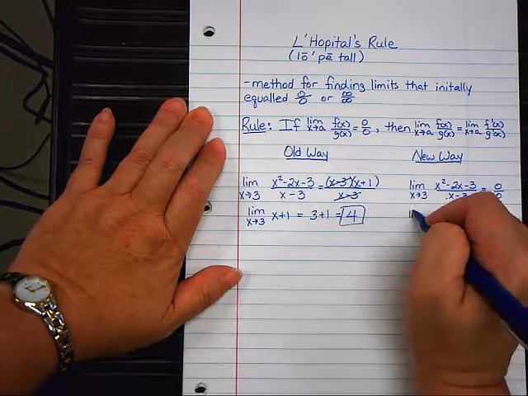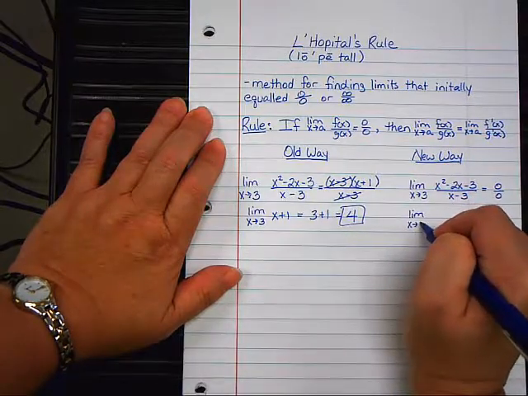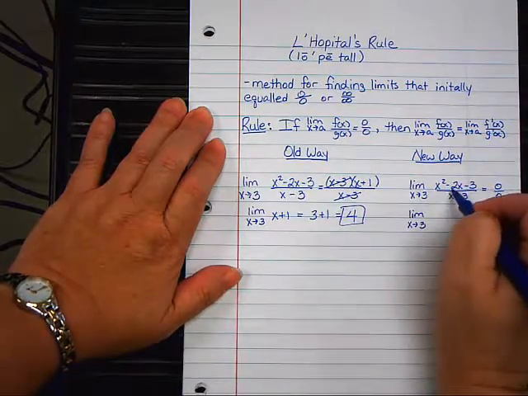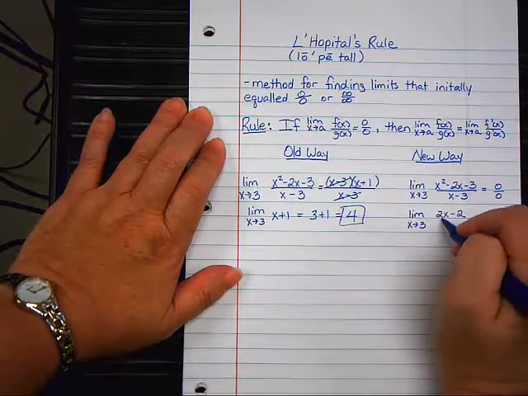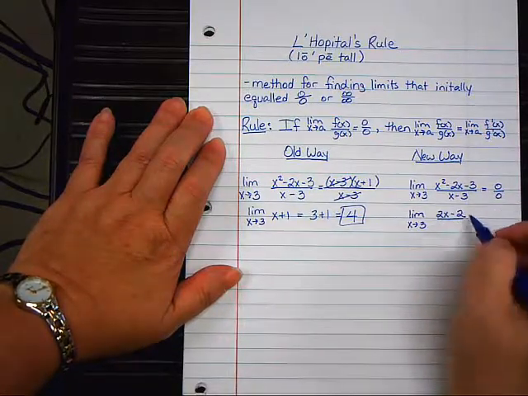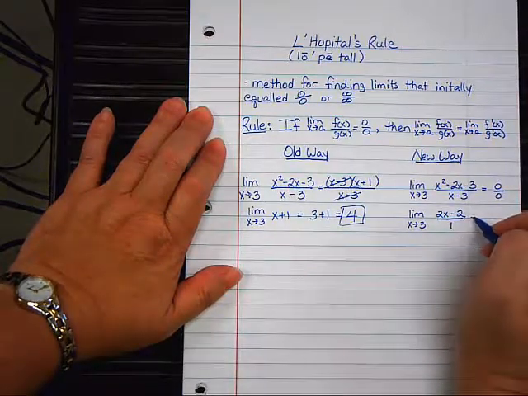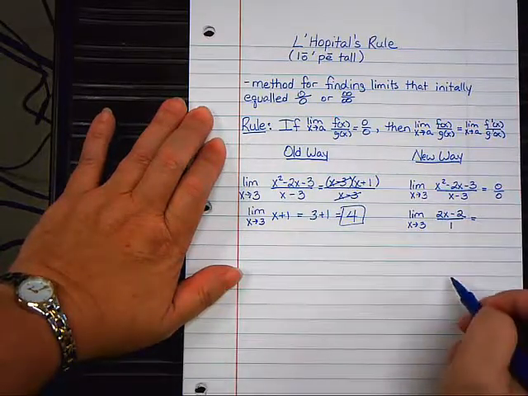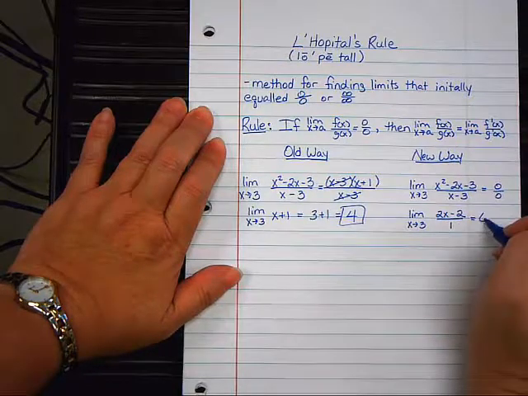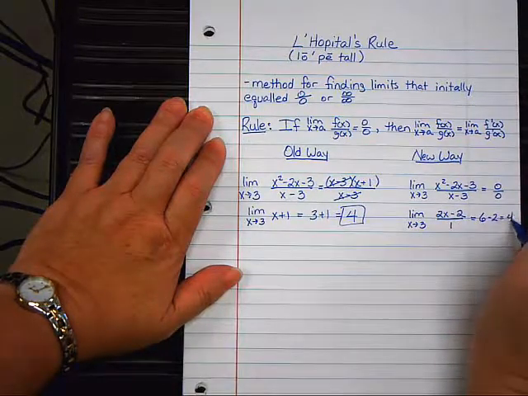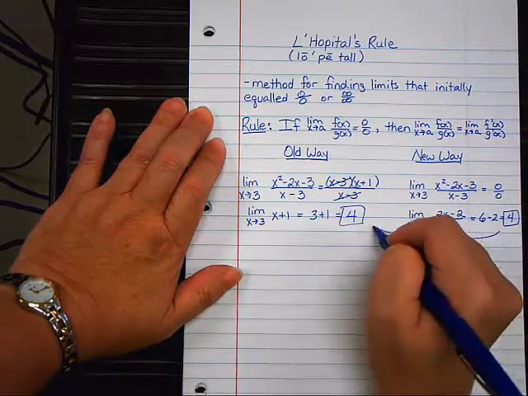So what we're going to do is we bring down the limit. We take the derivative of the top, which in this case is 2x minus 2, over the derivative of the bottom, which is 1. And now we substitute in the 3. 2 times 3 is 6, minus 2, and lo and behold, we got the same answer that we did over there.